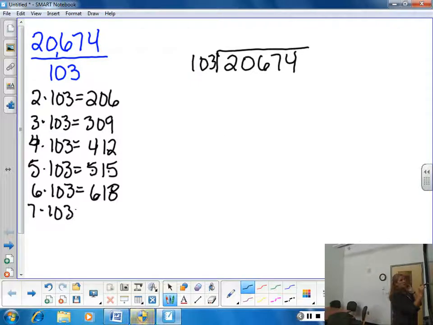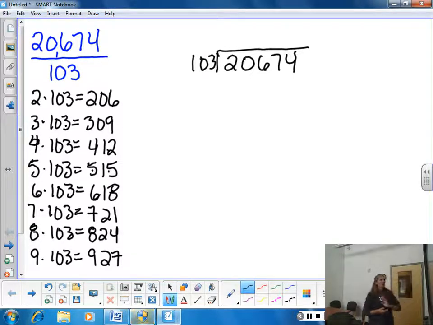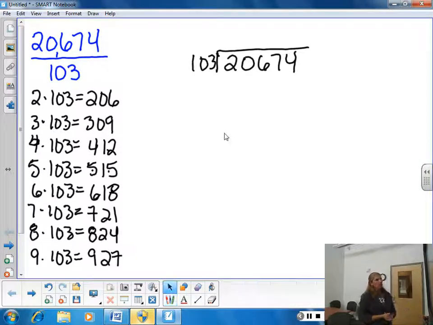Which means the next one we go up to 718, we'll go to 21 because we're adding 3 onto that. 8 times 103, we're going to go to 8 and then 24. And 9 times 103, we're going to go to 9 and 27. I have all the possibilities that I want to choose except for one, and I know 103 times 1 is still 103, so I didn't write that one, but I have all these other options up there.